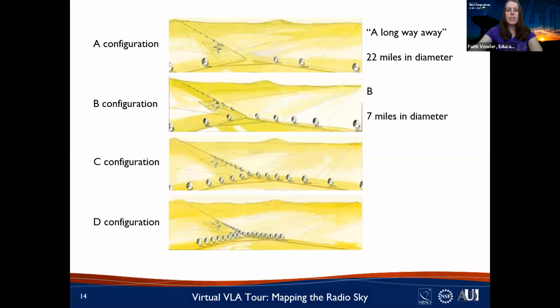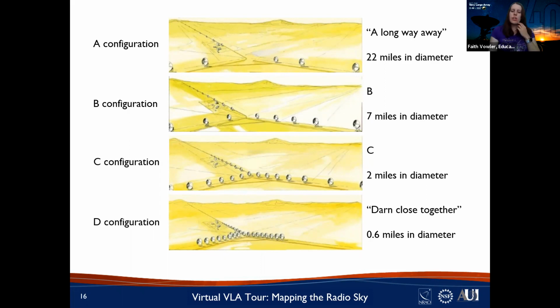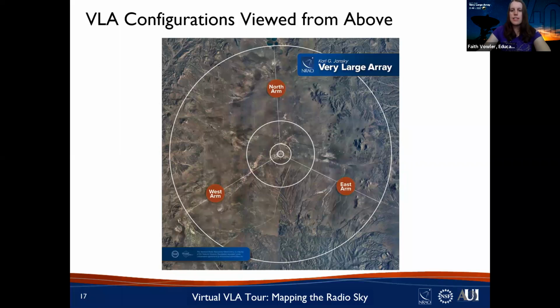And then you have the B configuration, which is 7 miles or 11 kilometers in diameter. The C configuration, 2 miles or about 3.5 kilometers in diameter. And then the D configuration, when the antennas are darn close together, and that has a diameter of about 0.6 miles or 1 kilometer. And so this is a map that shows just how big of a difference there is between the different size configurations.